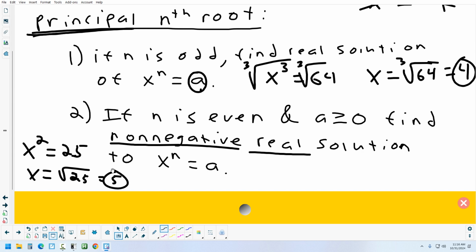So any question on what I'd be looking for if I want a single answer for an even root? Of course, if the radicand's not a perfect square, you can always just type it in on the calculator and get the answer, but just don't write plus or minus unless it specifically says to. Okay. This one says principal root, so you don't do it.